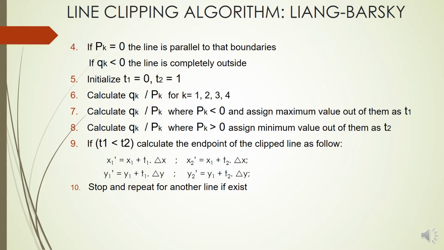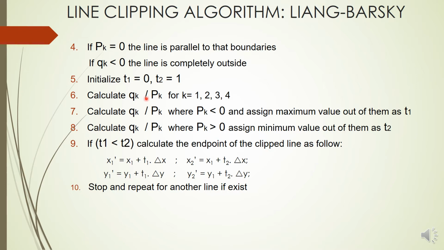Okay, this one is that we just need to initialize T1 and T2 only. Initialization, T1 equal to 0, T2 equal to 1. And the next step we need to calculate QK by PK, QK divide with the PK. QK and PK you already calculated in step number 3.